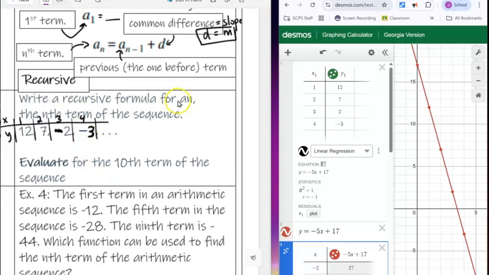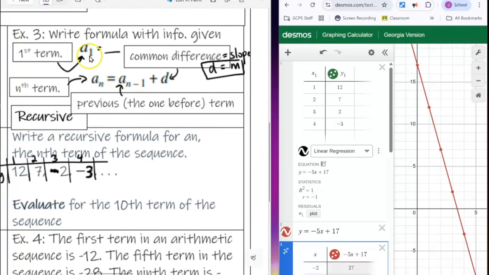It says write a recursive formula. To write the recursive formula, there are 2 things that I said you need. You need to write a sub 1 equals. So let's do that: a sub 1 equals. What does sub 1 mean? The first term. So what is my first number? Mine is 12. Again, you're going to do yours on the right side of the paper. So you're writing mine down, then doing yours, and you pause the video as you need. Don't let the video keep playing.